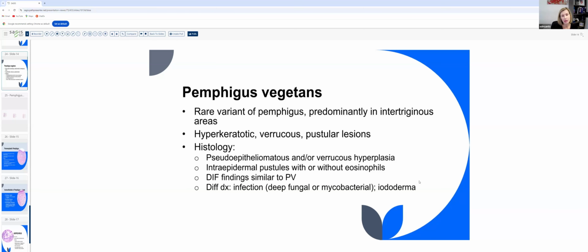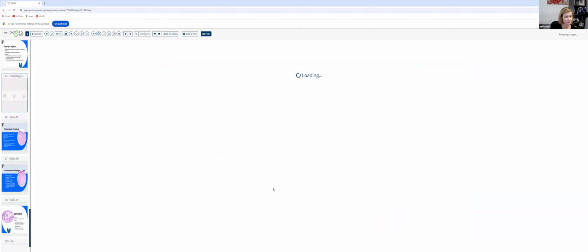They show verrucous hyperplasia with pseudoepitheliomatous change, and there are prominent intraepidermal pustules that may or may not show eosinophils. There may be areas of acantholysis, but not always. And then the direct immunofluorescence studies will be similar to Pemphigus vulgaris, which will be diagnostic.